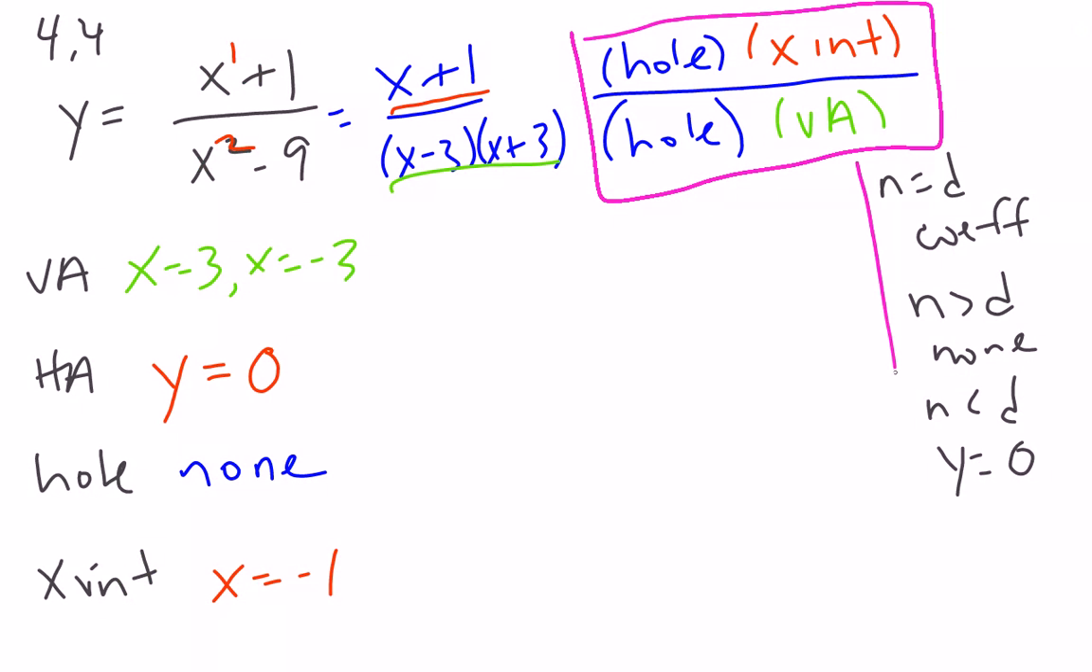For horizontal asymptotes, you look at the degree of the numerator and the degree of the denominator. If they're equal, it's y equals the ratio of your coefficients. If the numerator is greater than the denominator, there's no horizontal asymptote. And if the degree of the numerator is less than the denominator, it's y equals 0. You basically just have to memorize those couple things I boxed up. After that, these should be really easy.